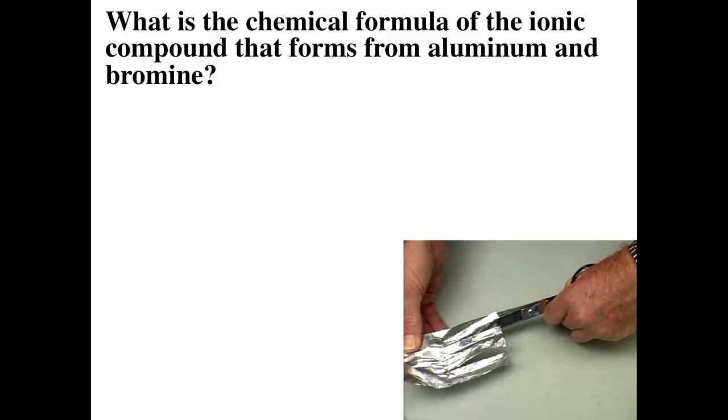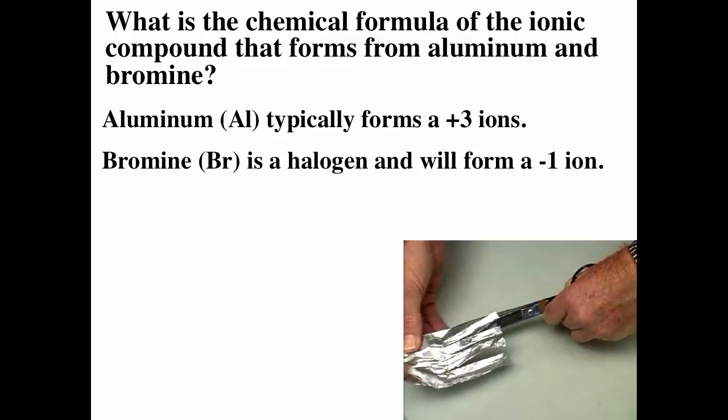You could also be asked, what is the chemical formula of the ionic compound that forms from aluminum and bromine? And so again, aluminum typically forms a +3, bromine forms a -1. And so for each aluminum, you need 3 bromine. And so AlBr3 means for each aluminum, you need 3 bromine.